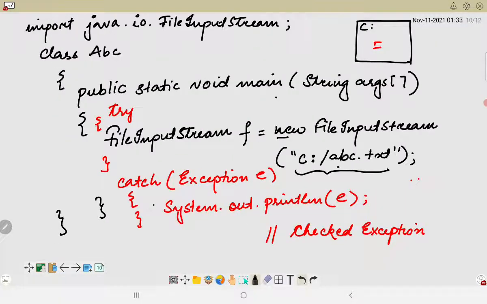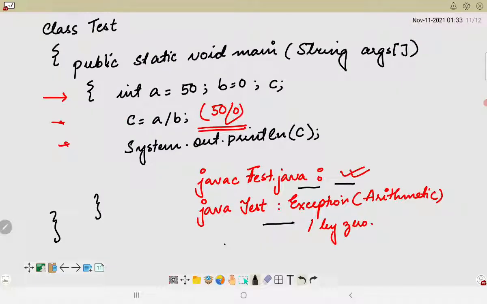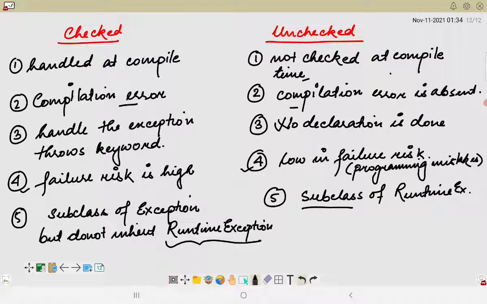So checked exceptions occur during the compile time itself, and we get a compile time error during the compilation stage saying that there might be an exception in future. However, in runtime exception, we do not get any such warning message or compilation error. It is compiled fine, but we get an exception during the runtime. So this is all about the preliminary concepts of exception handling.